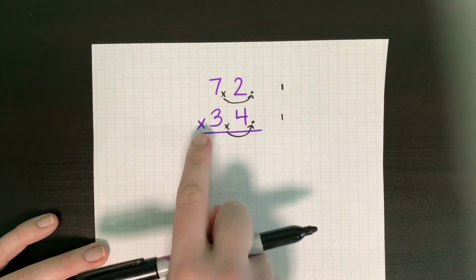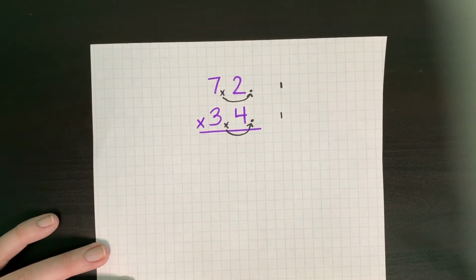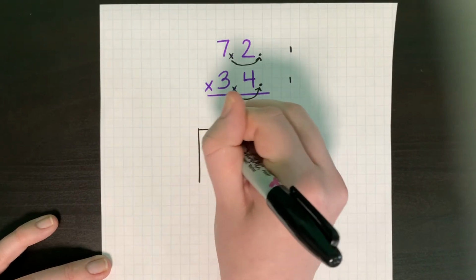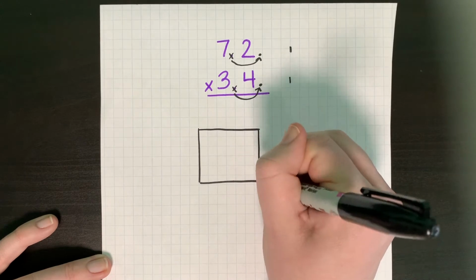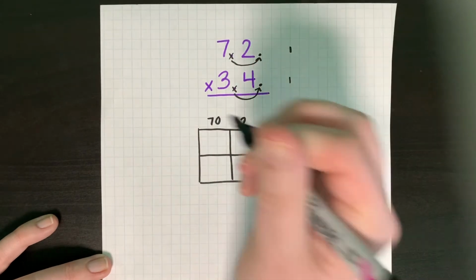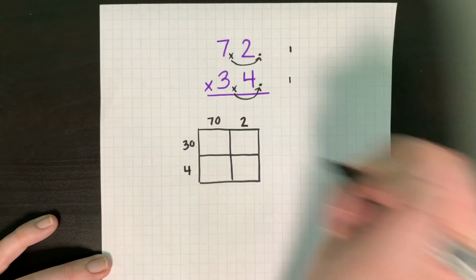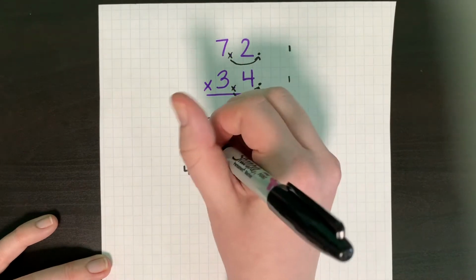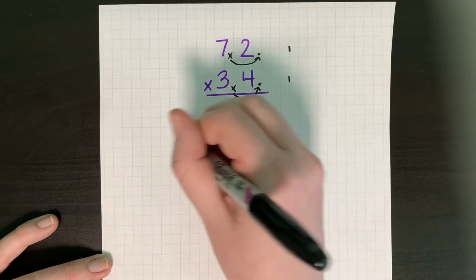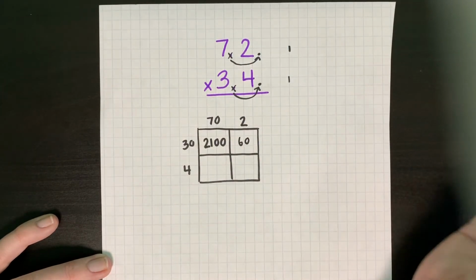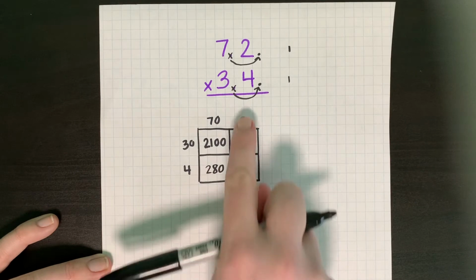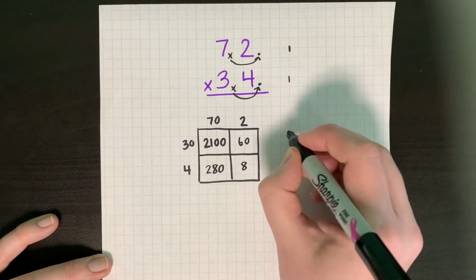So now I have 72 times 34. And again, you can multiply this however you want, whatever your favorite method is. I'm going to use box method for this problem. Okay, so I'm going to create my 2x2 box. And I have 72 times 34. Okay, so 30 times 70 is 2100. 30 times 2 is 60. 70 times 4 is 280. And 4 times 2 is 8. So I'm going to add all those up.